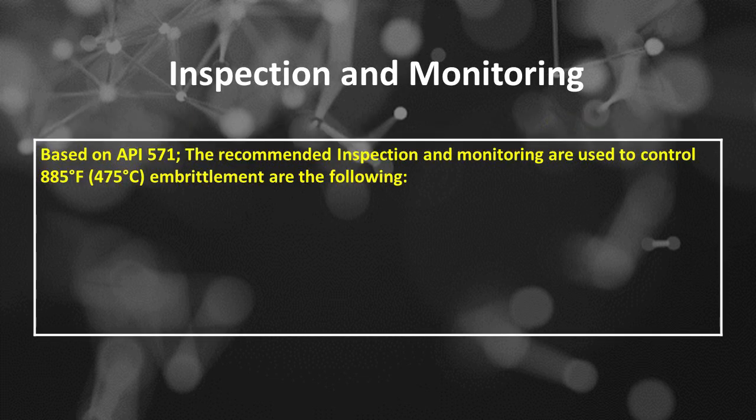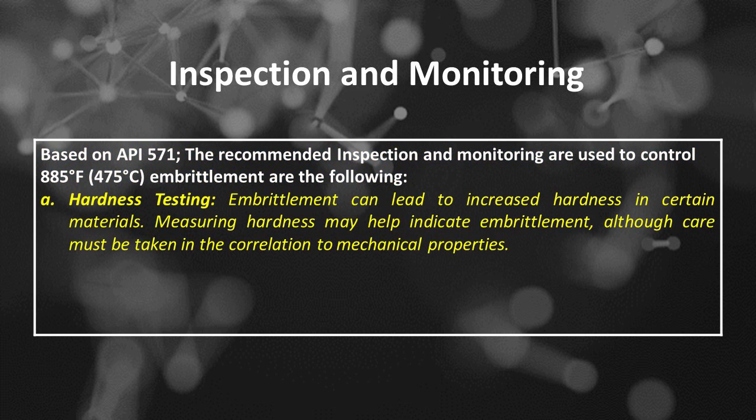Inspection and monitoring for 885 degrees Fahrenheit, or 475 degrees Celsius, embrittlement based on API 571. The recommended inspection and monitoring used to control 885 degrees Fahrenheit, or 475 degrees Celsius, embrittlement are the following. The first is hardness testing. Embrittlement can lead to increased hardness in certain materials. Measuring hardness may help indicate embrittlement, although care must be taken in the correlation to mechanical properties.